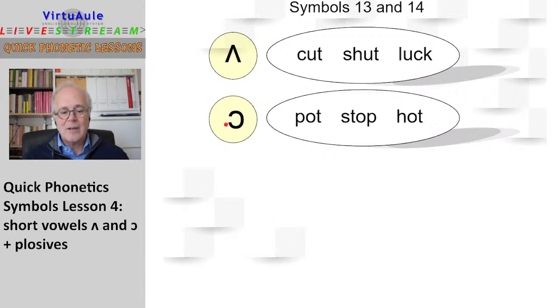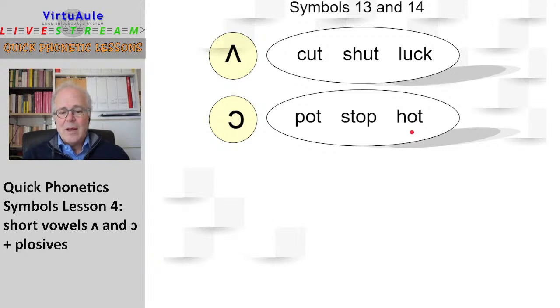All right, the other symbol is something of an O or maybe a backwards C, and it can be found in words like pot, stop, and hot. These sounds are very short. I want to emphasize this because sometimes it's difficult to understand and to produce these kinds of short sounds.